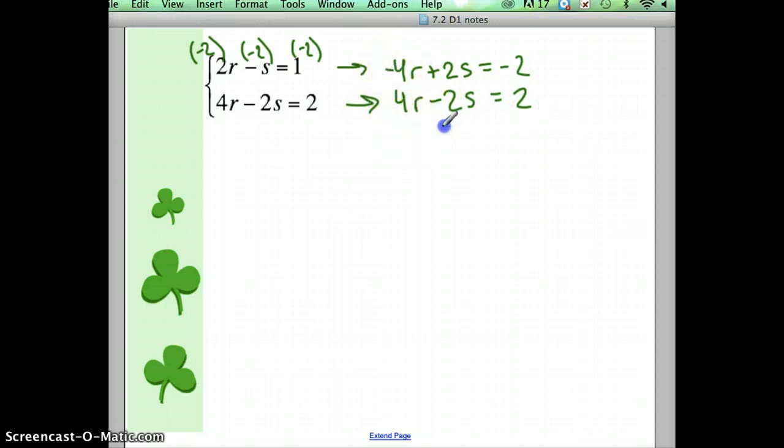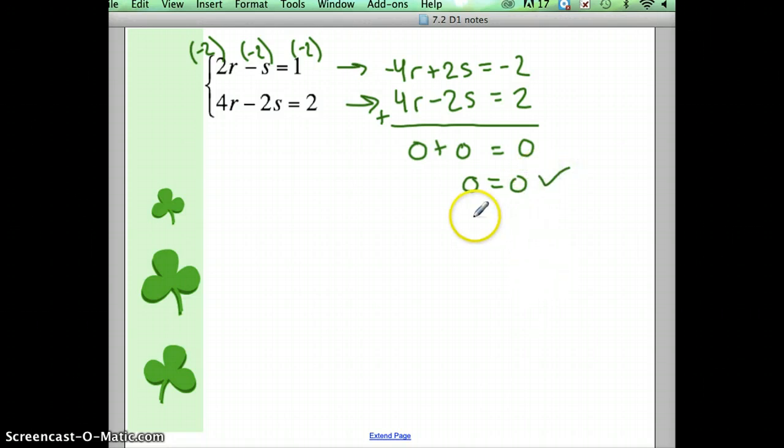I have opposites, so now I can add. You can only add up the equations when you have opposites in front of one of the variables, at least. So here when I add vertically, I get a 0. Here when I add vertically, I also get a 0. And when I add vertically here, I get a 0. Well, that looks weird, but it's a true statement, right? 0 does equal 0. So it's a true statement. So what that means is that there's infinite solutions. That means you could plug in anything you wanted and it would work.